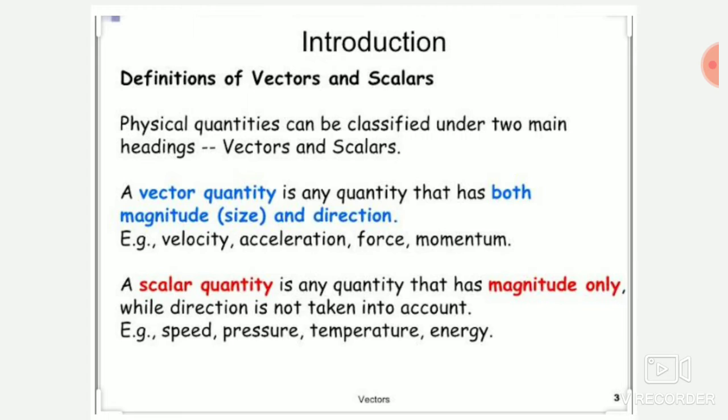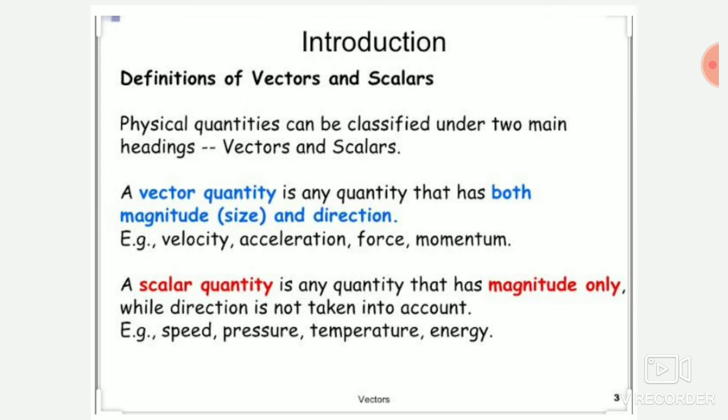Physical quantities are classified under two headings. That means whatever the quantities are there, weight is there, mass is there, speed is there, distance is there. These quantities are termed as physical quantities. So they are kept in two categories. One is the vector and another one is the scalar.